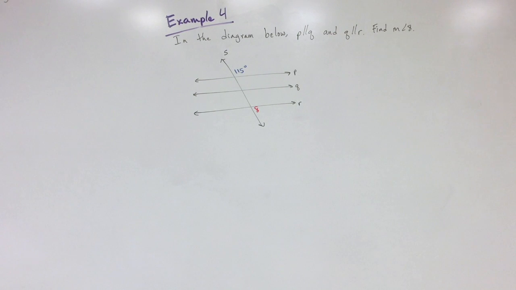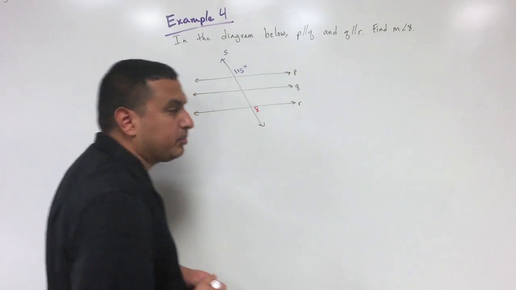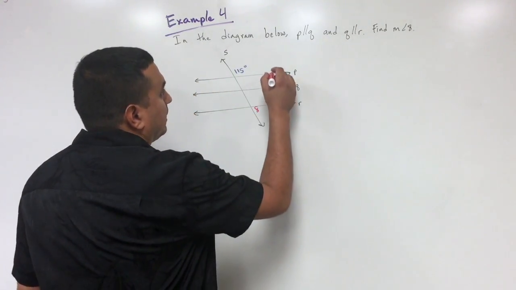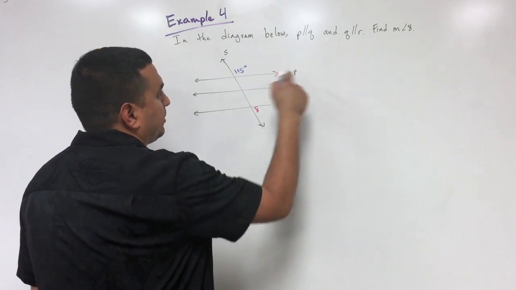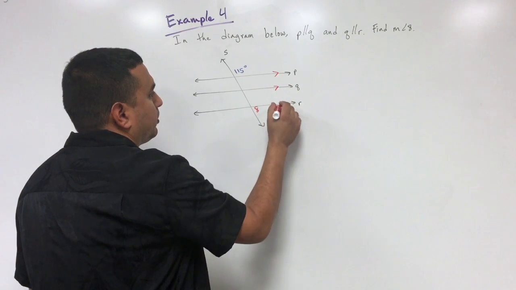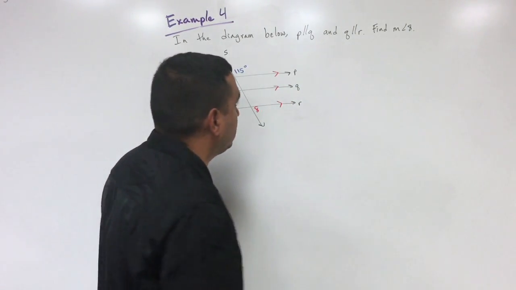Example 4 says in the diagram below, line P is parallel to line Q and line Q is parallel to line R, and we want to find the measure of angle 8. Okay. So because of that parallel lines transversal theorem, I know that P is parallel to Q, and I know Q is parallel to R. So that tells me all three of those lines are parallel to each other.